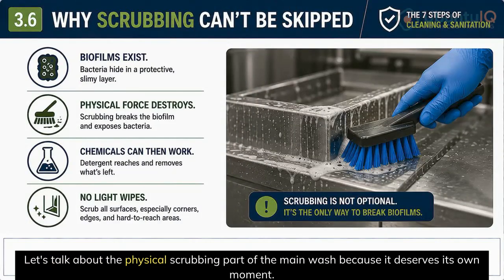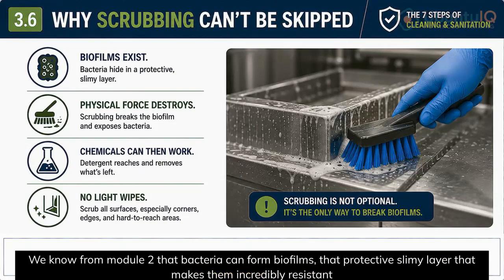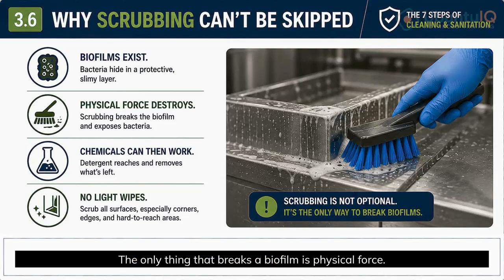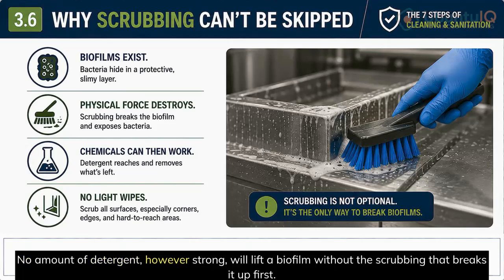Let's talk about the physical scrubbing part of the main wash, because it deserves its own moment. We know from Module 2 that bacteria can form biofilms, that protective slimy layer that makes them incredibly resistant to chemicals alone. The only thing that breaks a biofilm is physical force. Scrubbing with a brush or a scrub pad is what physically destroys that fortress. The chemical can then get to work on what's left. No amount of detergent, however strong, will lift a biofilm without the scrubbing that breaks it up first.